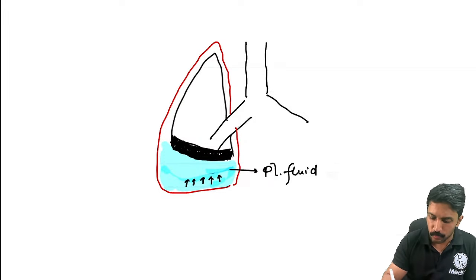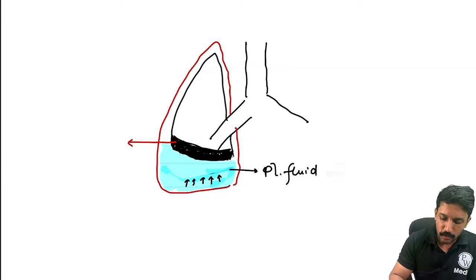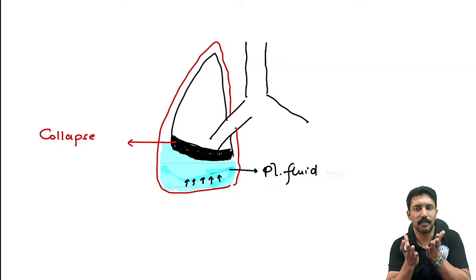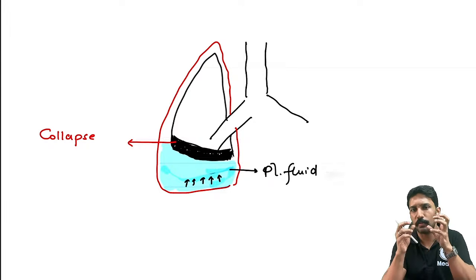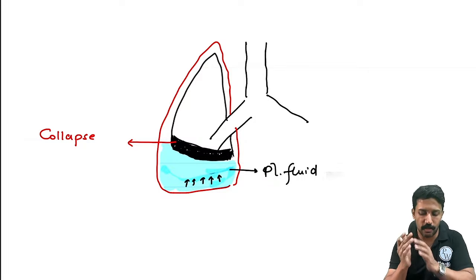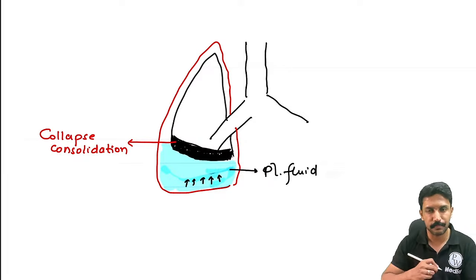But just above the pleural fluid, there is a collapsed lung. The lung got collapsed. We will call it collapse consolidation. Consolidation means lung becoming solid. It is solidified. Earlier, it was all air-filled alveoli. I have compressed it. Air is gone. It is now solidified. So we'll call it collapse consolidation. It is collapsed and solidified.